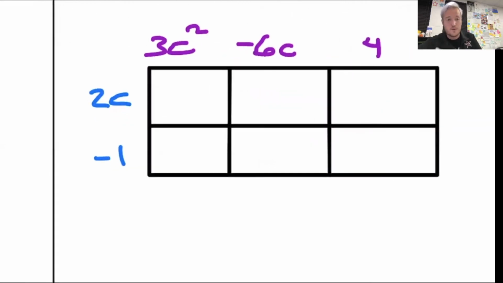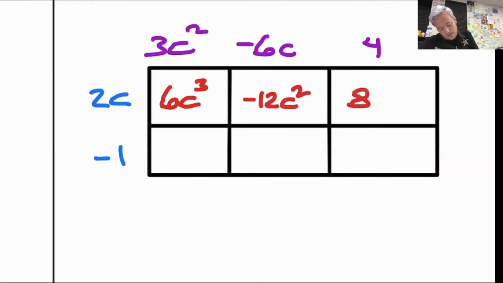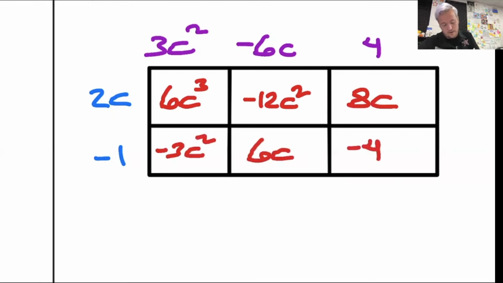So for the top left, I'm going to have 6c cubed. Then in the top middle, I'm going to have negative 12c squared. And then top right, I'm going to have 8c. Then in the bottom left, negative 3c squared. Then bottom middle, positive 6c. And bottom right, negative 4. So if you notice here, these diagonals are still like terms.